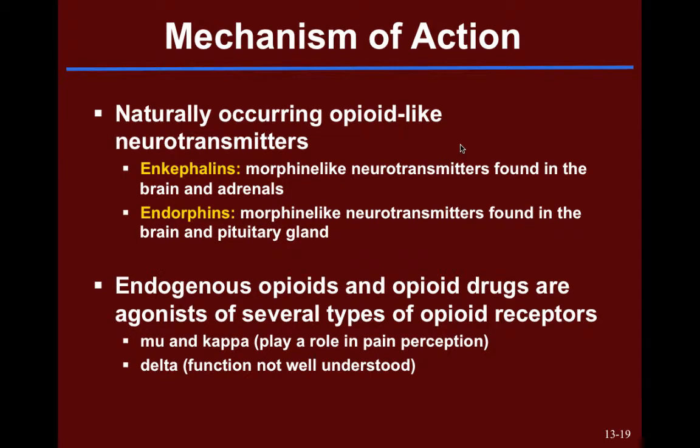Welcome back for our third mini lecture on opioids. We're going to start this one by talking about the mechanism of action for opioids.